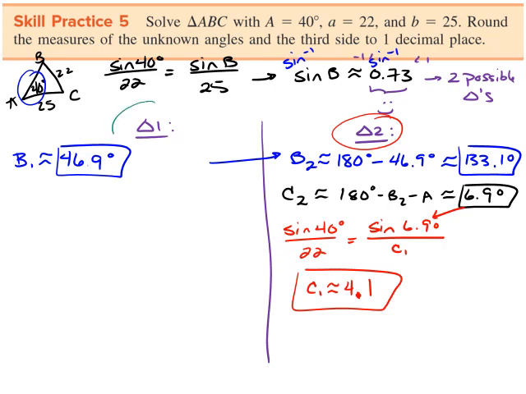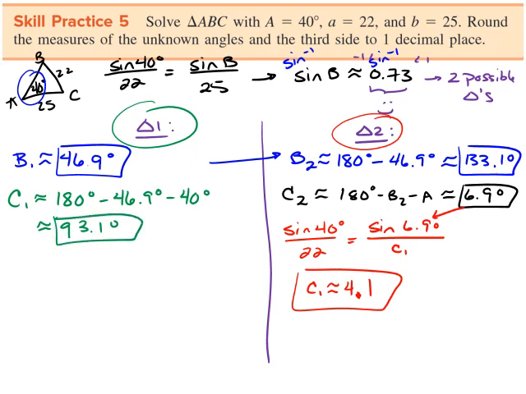Now we're going to jump back to triangle 1 and finish solving this. First, I'm going to find angle C1. So 180 minus what we found to be angle B1 minus the given angle. So angle C in this case is 93.1 degrees.